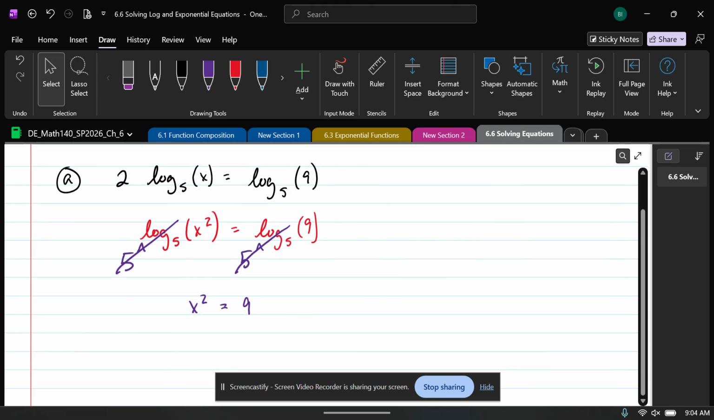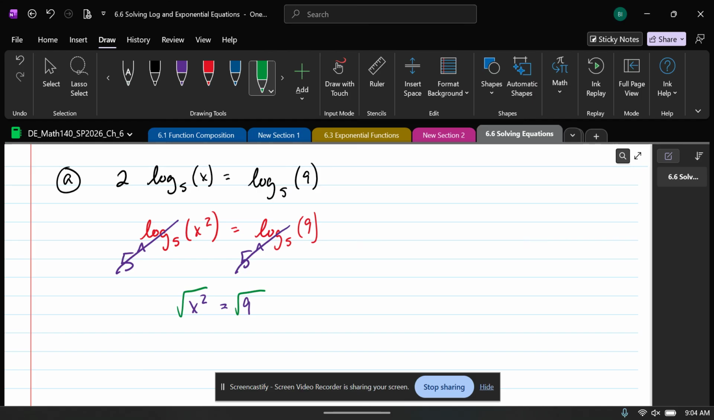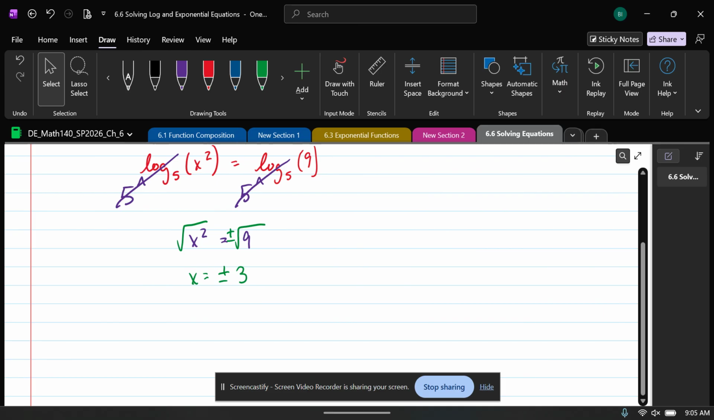So how would we solve that? Yeah, take the square root. And if I bring the square root to the table, what else do I have to put in there? Plus or minus. Yeah, that's the key. That gets us x equals positive and negative 3. So we got two answers. We got x equals positive 3. We got x equals negative 3.